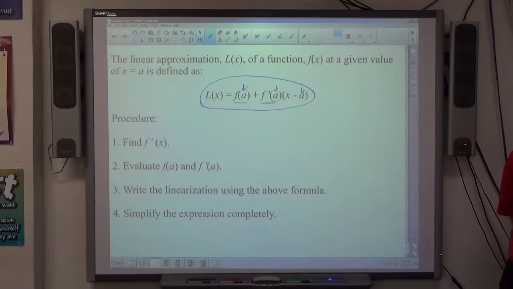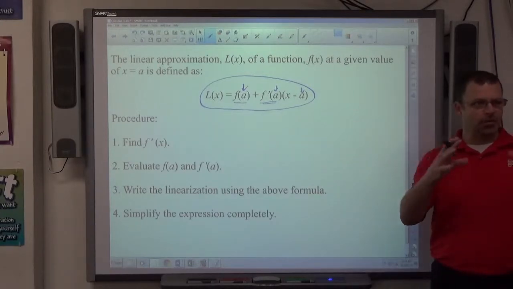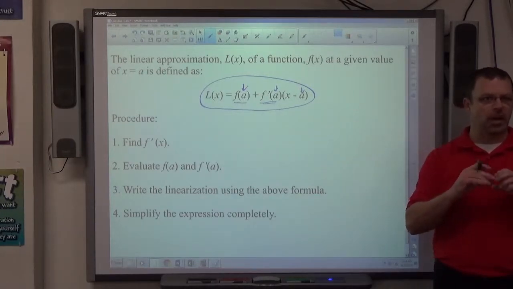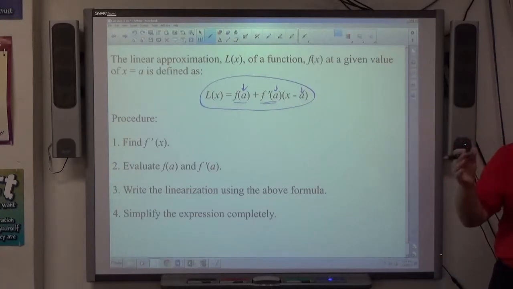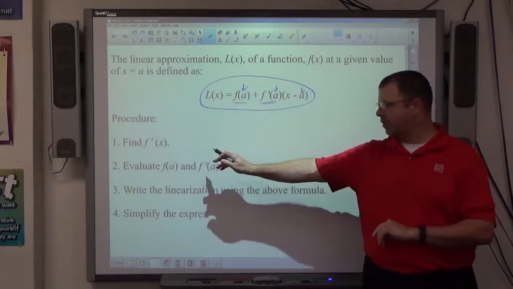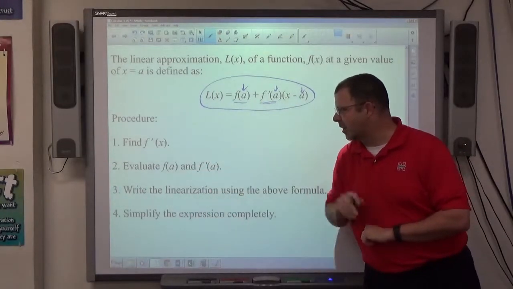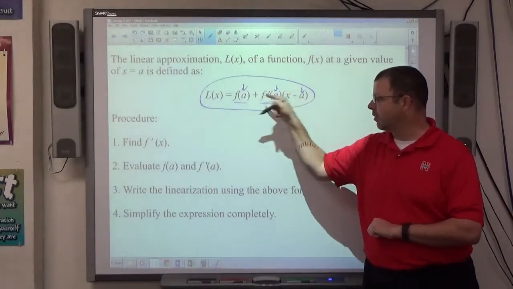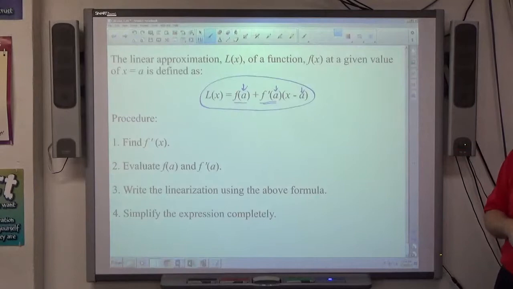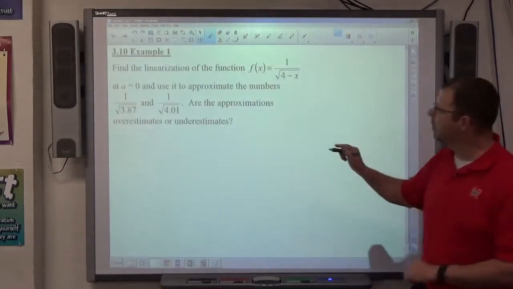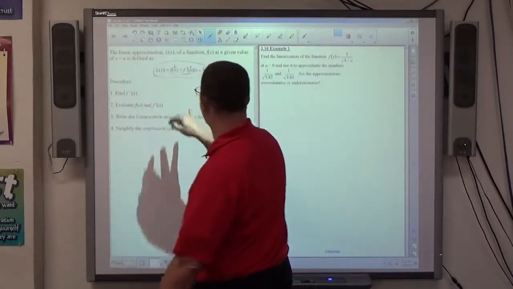So if I have a equals 2, as long as I'm within a specific range, I can get a pretty decent approximation by the tangent line, basically, to evaluate the function itself. All right, does that make sense? As far as what we want to do? Find the derivative, evaluate both the function and its derivative at the value, write the linearization using the formula, and then simplify the expression completely. I'm going to have that up side by side here while I do this one, so we can just kind of go step by step through.